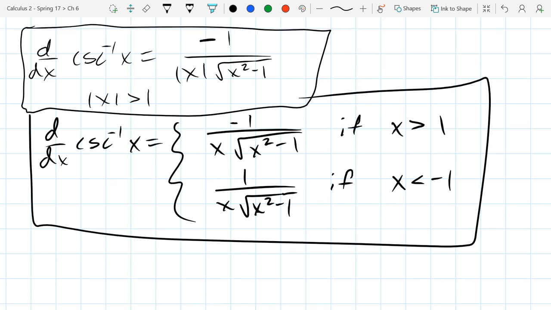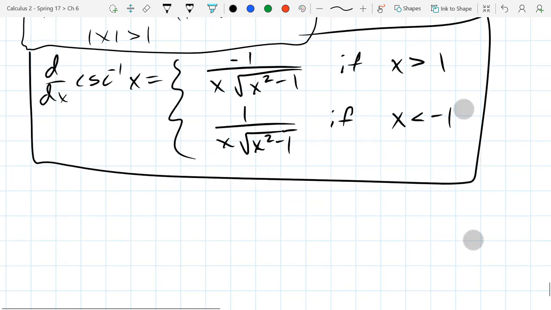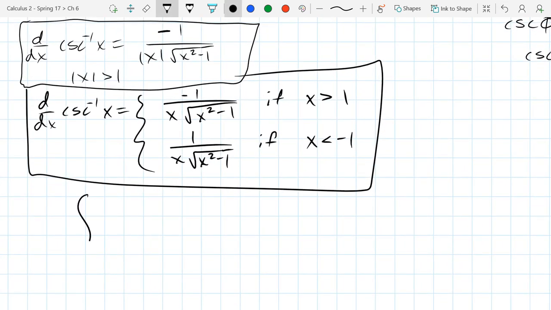And for every derivative, you get a free antiderivative. So we're going to move the derivative operator to the other side as an inverse. So the antiderivative of this ugly expression is basically cosecant inverse. So we'll write that down here. Antiderivative, we're going to write a u instead of x. And we're also allowed to move the absolute value to the other side.